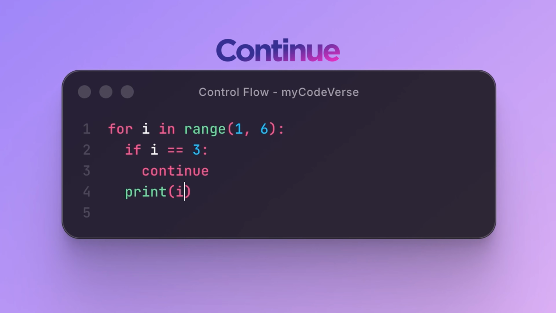When i is 1 or 2, the condition is false, so Python prints the number. When i becomes 3, the condition is true. Python hits continue, and continue means skip the rest of this loop iteration. So Python does not print 3. Instead, it jumps directly to the next number. For 4 and 5, the condition is false again, so those numbers are printed. That's why the output is 1, 2, 4, 5.